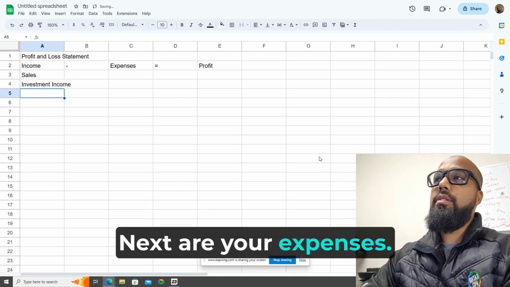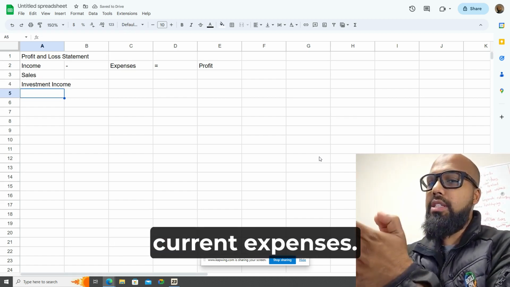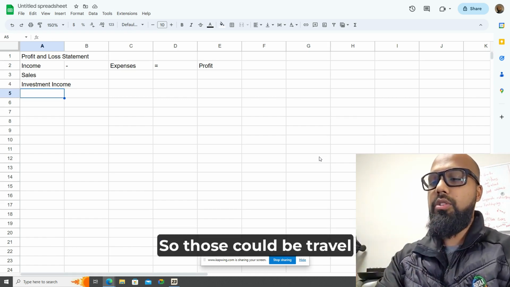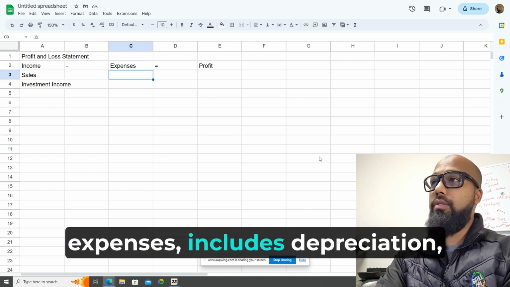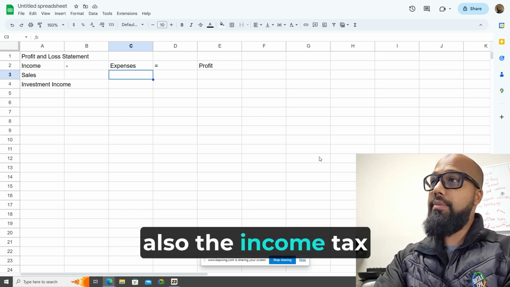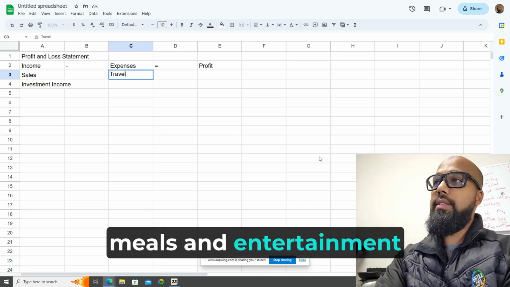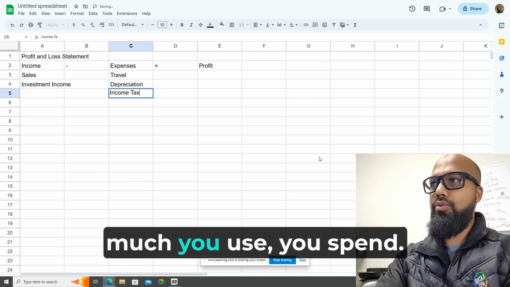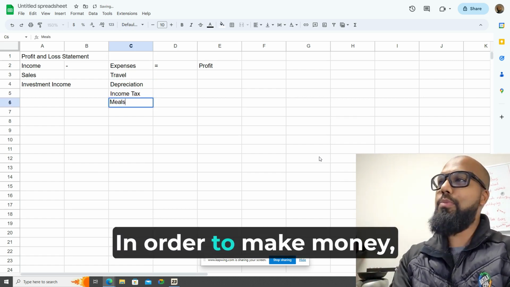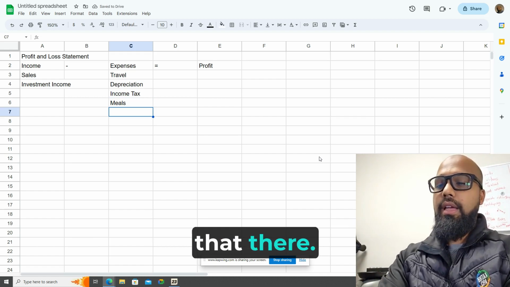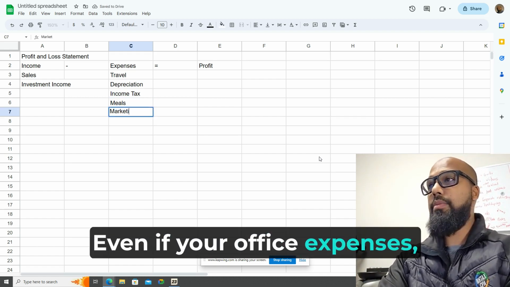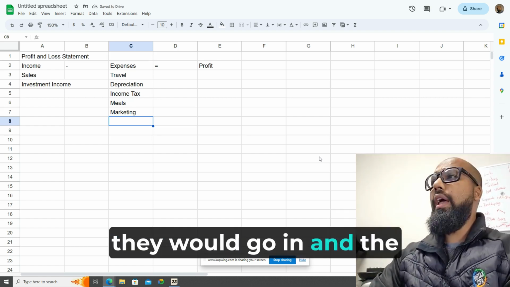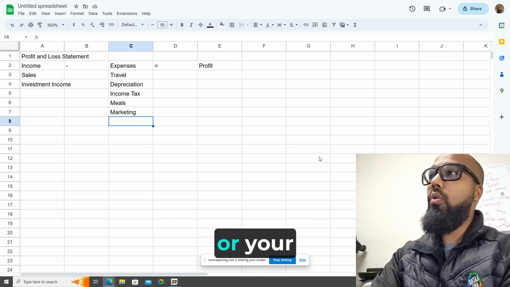Next are your expenses. Your expenses are your current expenses. That means the expenses that you incur during the current year for the current period. So those could be travel expenses, depreciation, also the income tax for the year, meals and entertainment expenses. Pretty much anything you spend in order to make money, you would need to include there. Even your office expenses, if you're working from home, part of your home expenses as well would go in there. And the remaining is your profit or your loss.